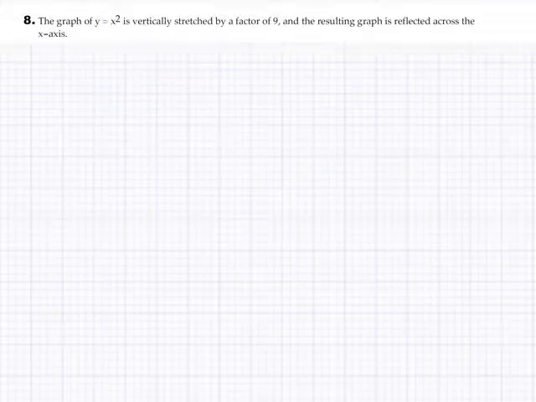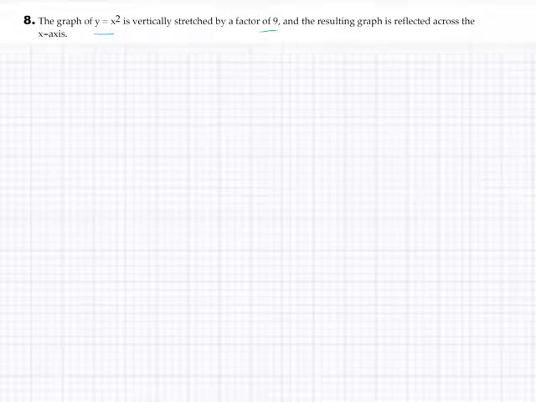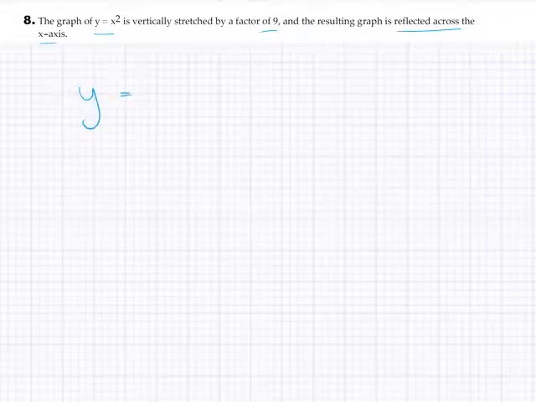Here we want to draw the graph of y equals x squared, stretched by a factor of 9, and the resulting graph is reflected across the x-axis. So if we're stretching it by 9, we're going to multiply it by 9. And if we're going to flip it over the x-axis, we're going to multiply the function by a negative, thus flipping it over the x-axis.